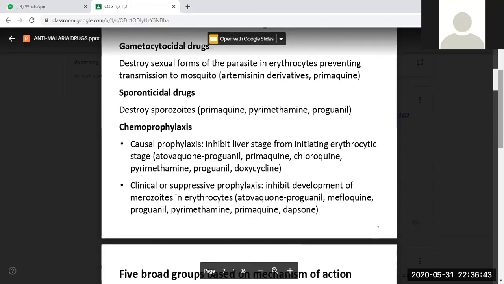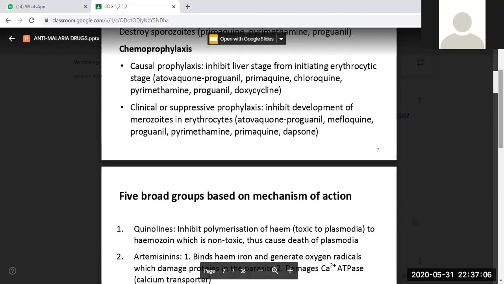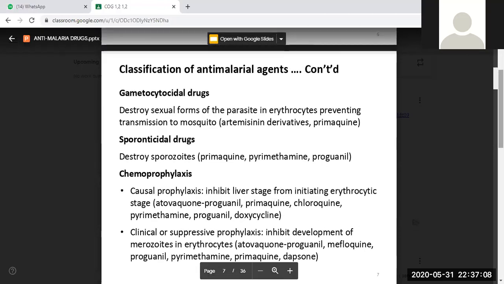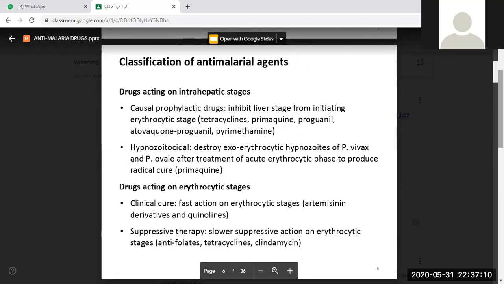And then we have the chemoprophylaxis. We have causal prophylaxis, which inhibits the liver stage, like we had already talked about. Then we have the clinical suppressive prophylaxis, which inhibits development of merozoites in the erythrocytes. Those are our classifications of the drugs.